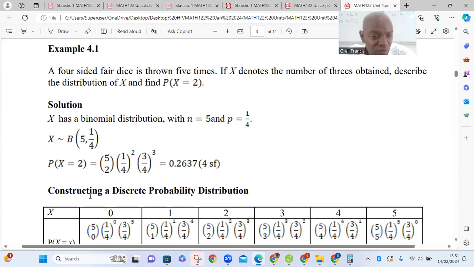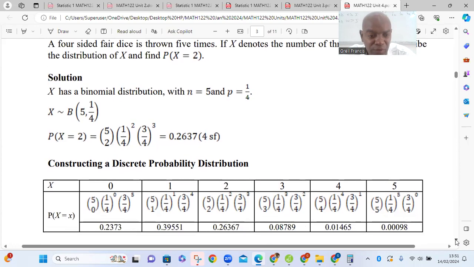And the discrete probability distribution can be constructed by actually calculating probabilities of each value that is possible for that random variable. So it's possible not to get any 3s. It's possible to get 1 3. It's possible to get 2 3s, 3 3s, 4 3s, 5 3s. That's the maximum number of 3s you can obtain because 5 times you are tossing the dice. And as you can see, the probability of each of these values have been calculated. And if you add these values, you're supposed to get 1.